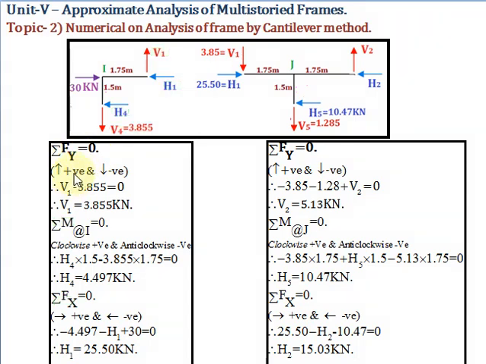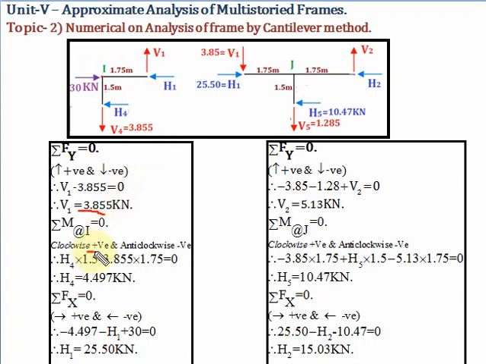Now consider the vertical forces. If the force is acting upward, positive; if the force is acting downward, negative. Only 2 vertical forces are there, V1 and V4. V1 acting upward, positive, and V4 acting downward, minus 3.855. So from this we'll get the value of V1, which is equal to 3.855. Then we will take the moment at joint I equal to 0.